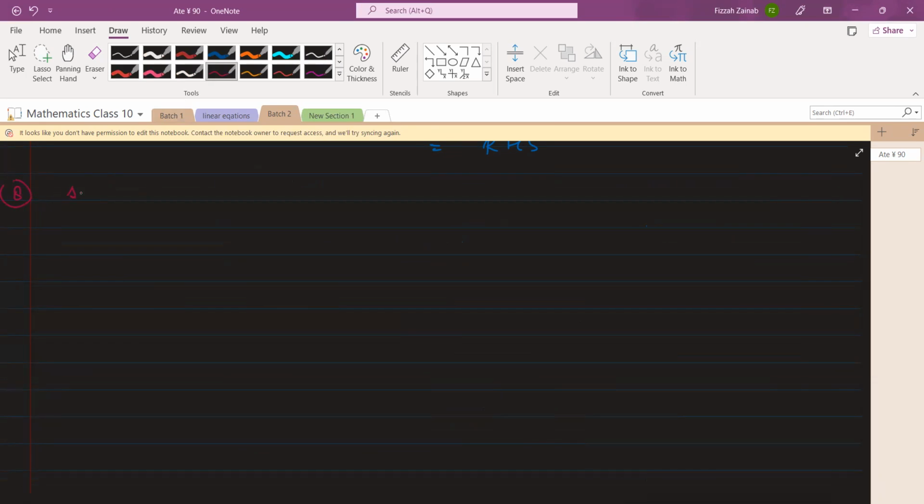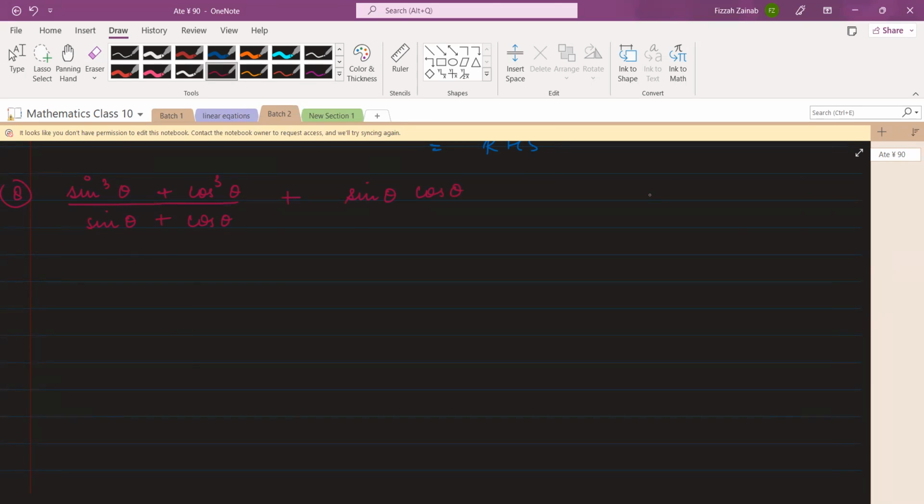So this is the question: sine cube theta plus cos cube theta, divided by sine theta plus cos theta, plus sine theta cos theta. This question also came in CBSE, okay?